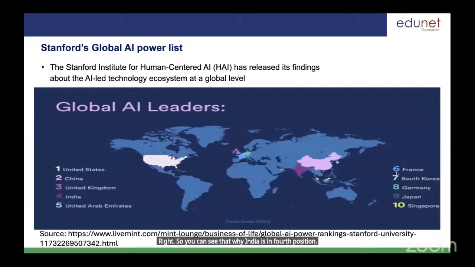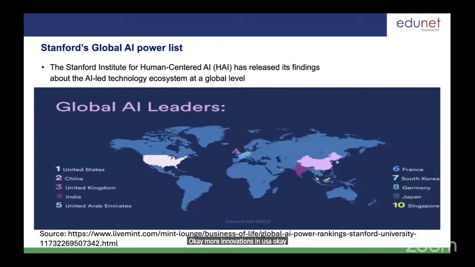So you can see India is in fourth position. Any idea why the US is first and why India is fourth? What's happening here? Okay, more innovations in USA.